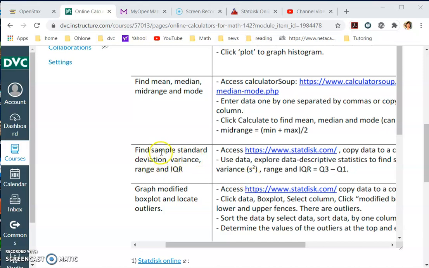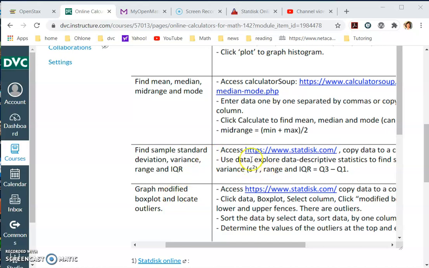Now you notice that the standard deviation that they calculate is sample standard deviation. So I will also briefly go over how to do population standard deviation, although it is not a very strict requirement. But you should know that there is a difference in values for sample standard deviation as well as population standard deviation. The formulas are different, so the values will be different. Statdisk does not provide population standard deviation, so you need to use another calculator.